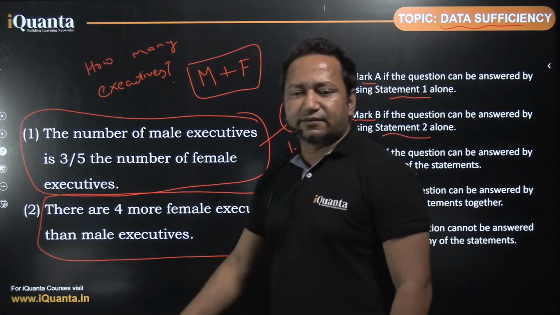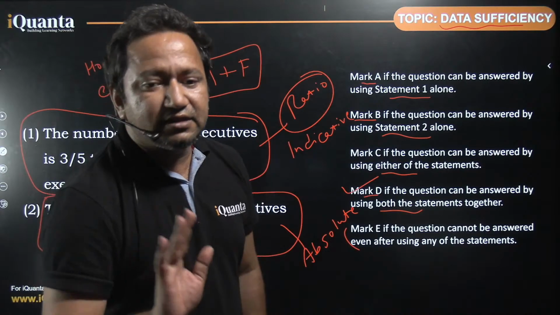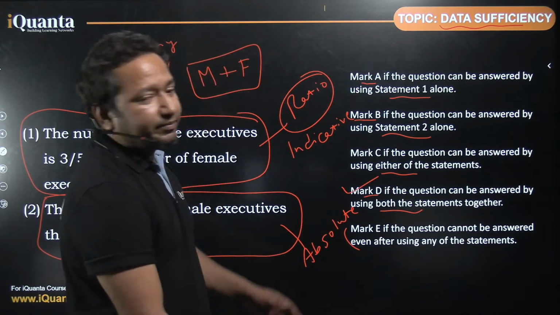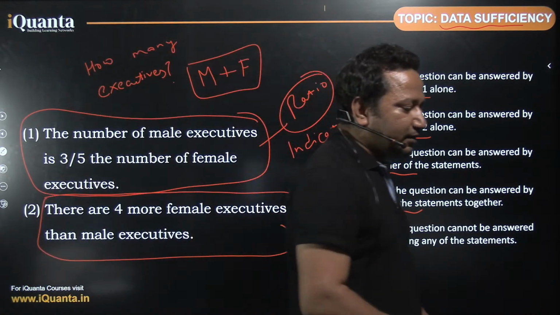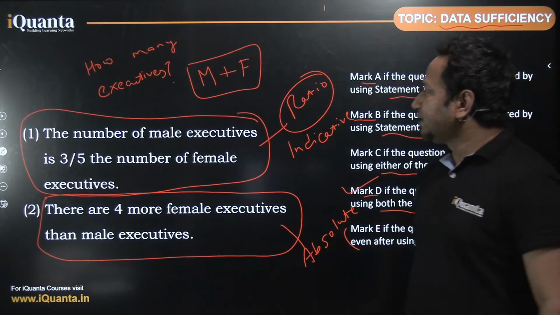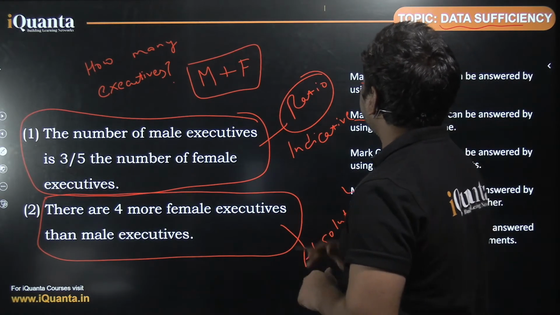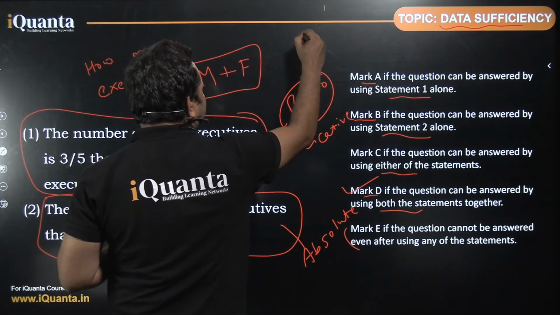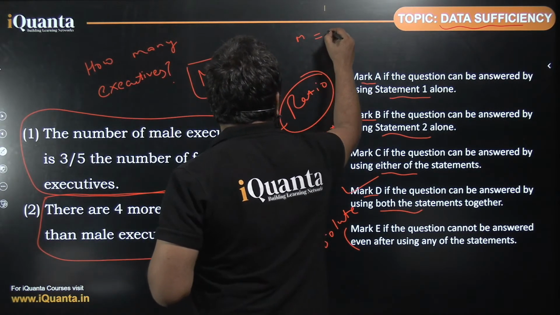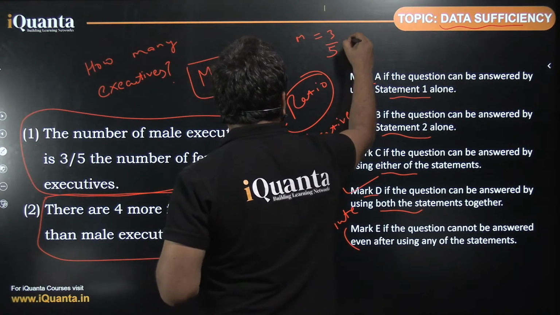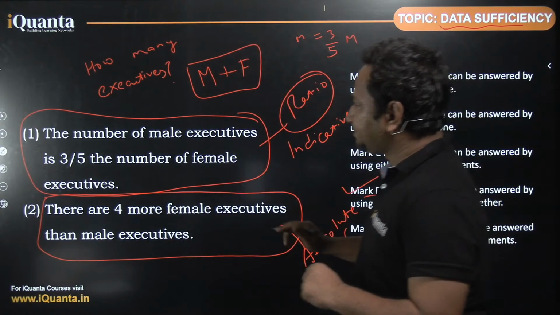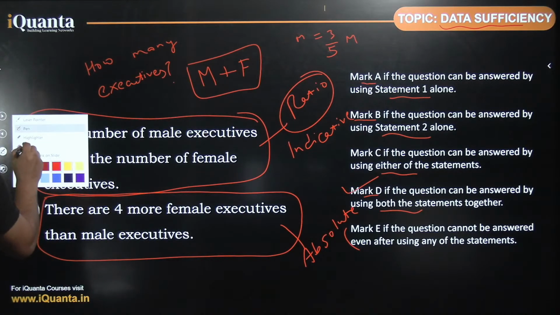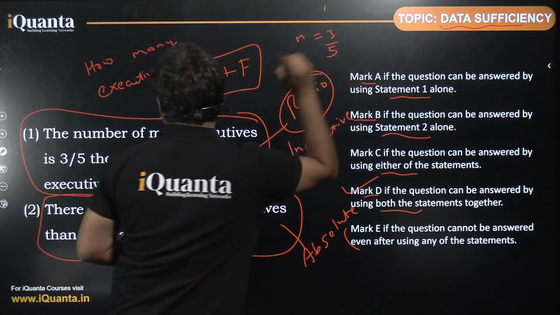Most of you answered that question, but because it's the first class, a demo class, I'll show you the mathematical part of it as well. By the way, it's not required. If we talk about the mathematical part, if I assume the number of males to be m, then males are 3/5 of the females. This is what we get from the first statement.